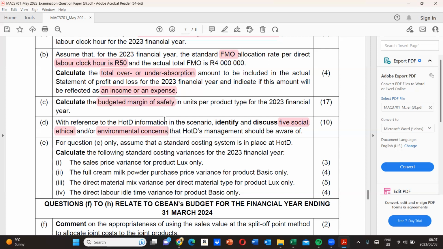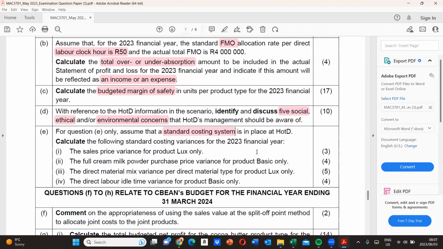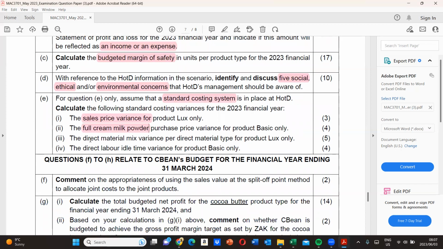And then E says: for question E only, assume that a standard costing system is in place at Hot D. So they're using a standard costing system. Calculate the following standard costing variances for the 2023 financial year: the sales price variance for product Lax only, the full cream milk powder purchase price variance for product Basic only, the direct material mix variance, the direct material type for product Lax only, the direct labor idle time variance for product Basic only.